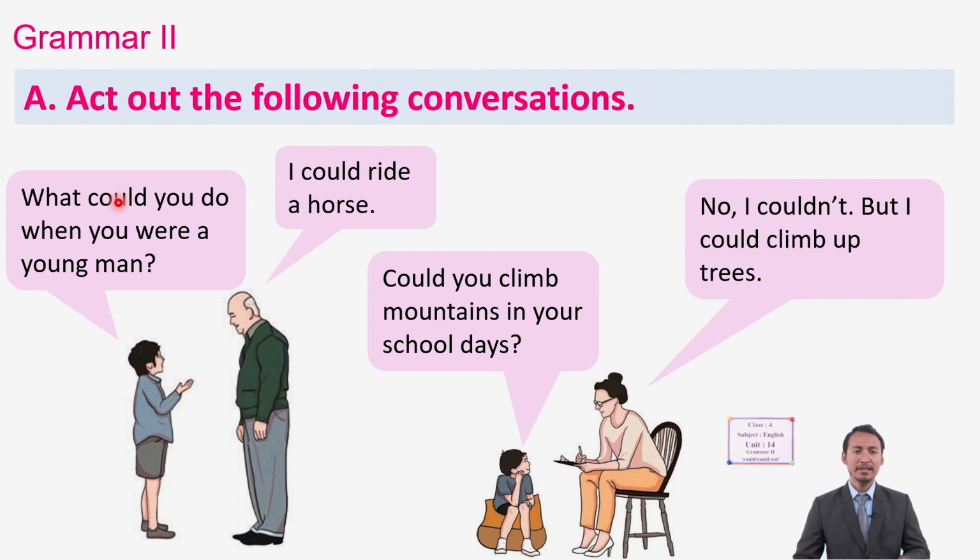Okay, students, so in this conversation, what do you see here? A small boy is asking his grandfather, what could you do when you were a young man? So he says, I could ride a horse. Riding a horse means riding on a horse and going somewhere. Another question is to his mother: could you climb mountains in your school days? Mother says, no, I couldn't, but I could climb up trees. Look here. She couldn't climb up the mountains, but she could climb up the trees.